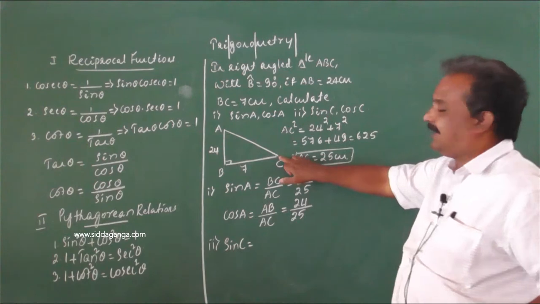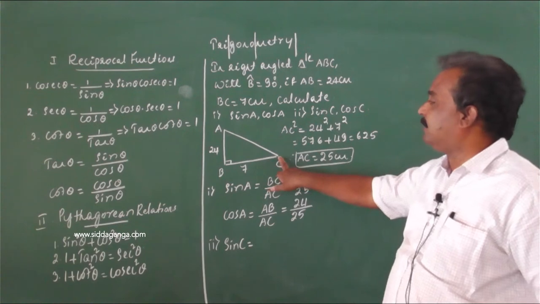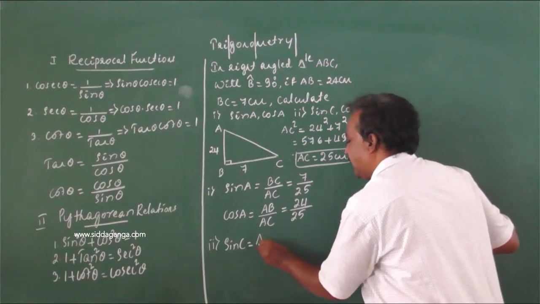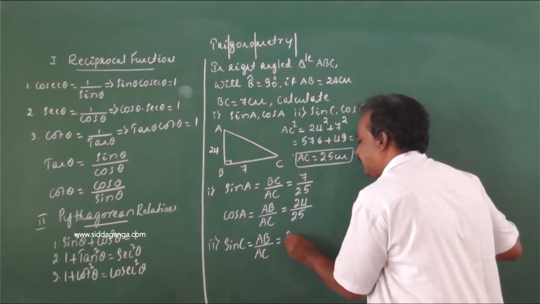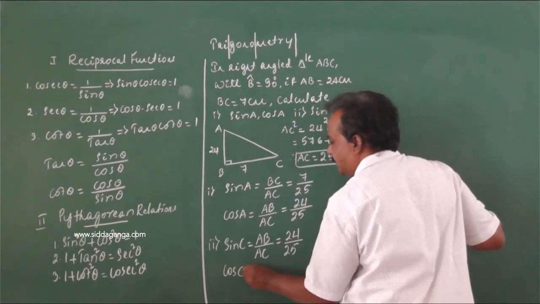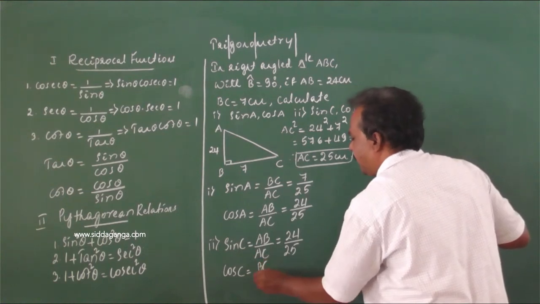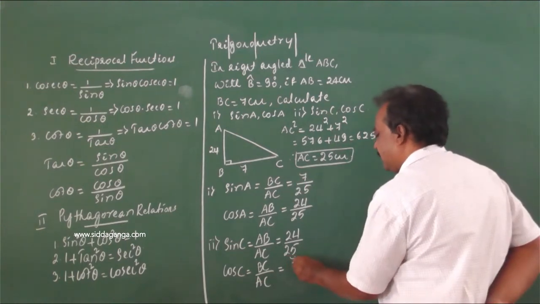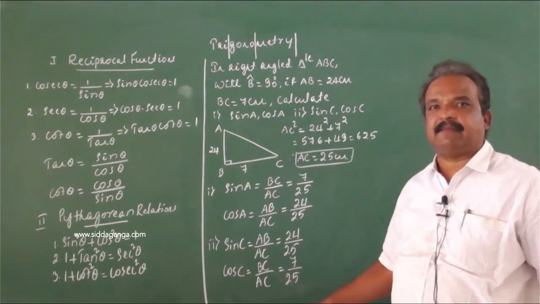So now, sin C. C is the reference angle now. The opposite side for C is AB by AC. What is AB? 24 by 25. Cos C. Again, the adjacent side for C is BC by AC. What is BC now? 7 by AC is 25. So, 24 by 25 and 7 by 25.